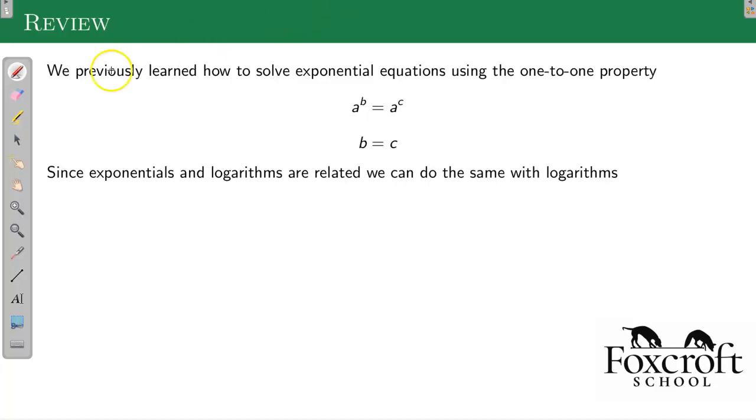We did it using the one-to-one property. Again, that one-to-one word is not super important, but what's important is if you have these two exponentials with the same base, the only way those two things are equal is if their exponents are equal. So if these things have to be equal, then we ignore the a parts and just set the exponents equal. So it simplifies the problem quite a bit.